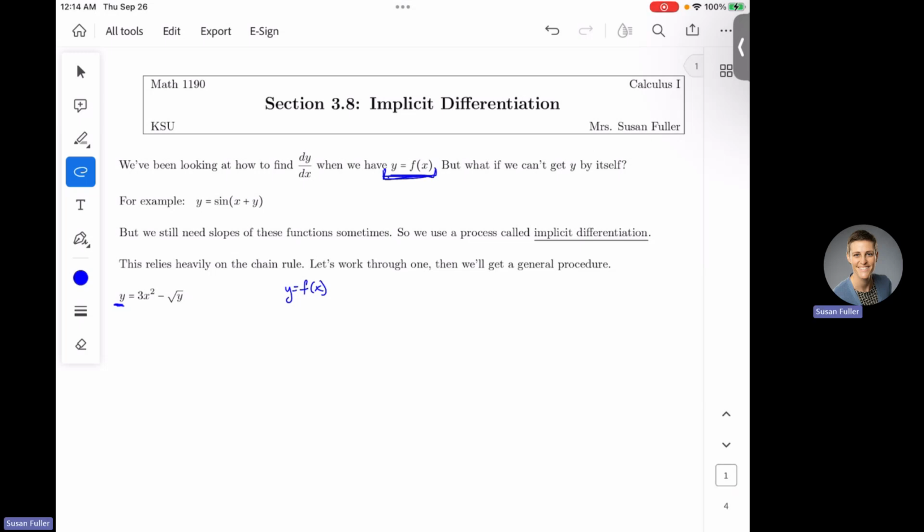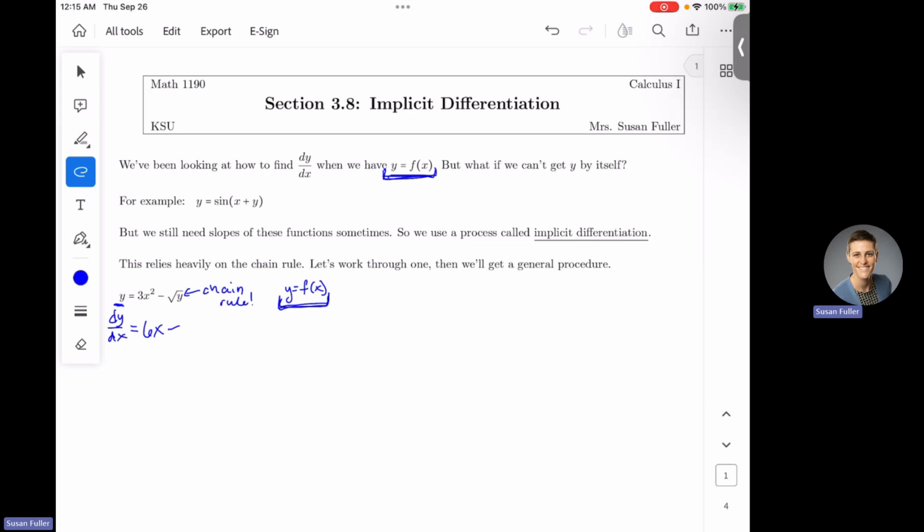So how would I take the derivative of this? Well, the derivative of this function, dy/dx, is going to be the derivative of 3x squared. We know how to do that. The derivative of 3x squared is 6x minus the derivative of the square root of y. Now, technically, y is a function of x, so I have a function of x inside a square root. To do the derivative of this, I'm going to do a chain rule because technically I have a function inside a square root function. And so we're going to do the chain rule.